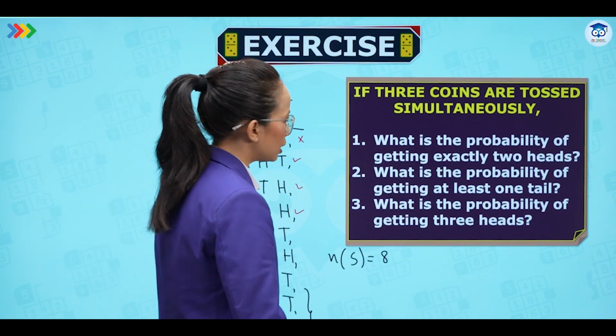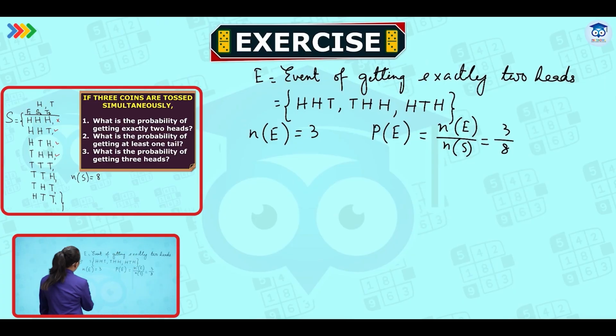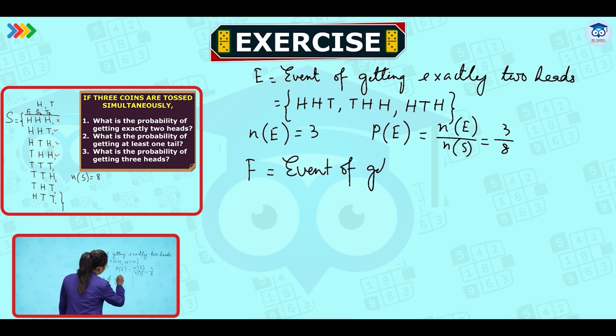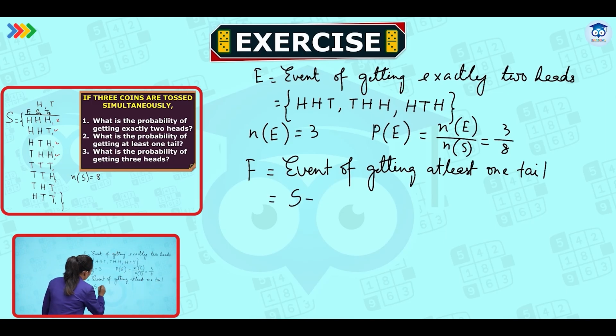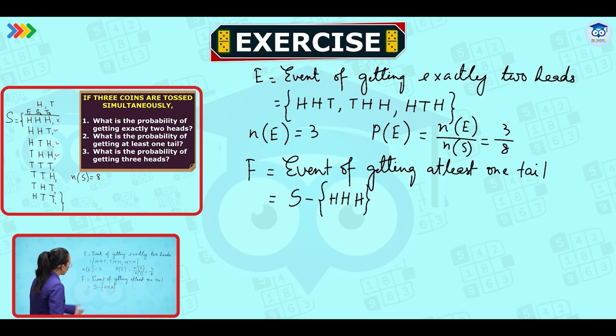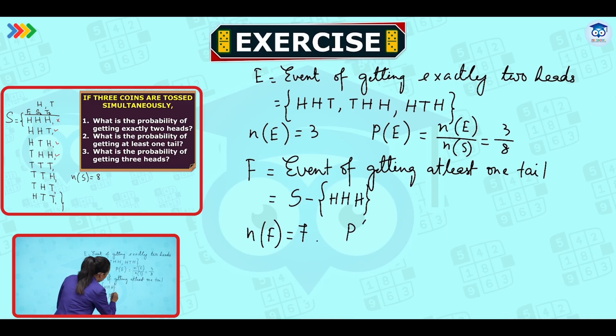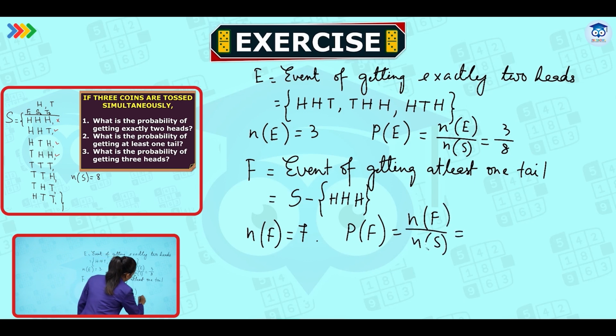So let's write this down. F is the event of getting at least one tail, right? That is nothing but S minus HHH. Instead of listing everything, we can write it this way also. Now, N of F is what? 7. So probability of event F is N of F upon N of S, that is 7 upon 8.